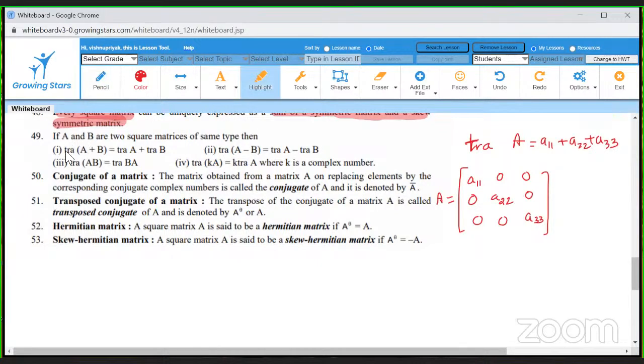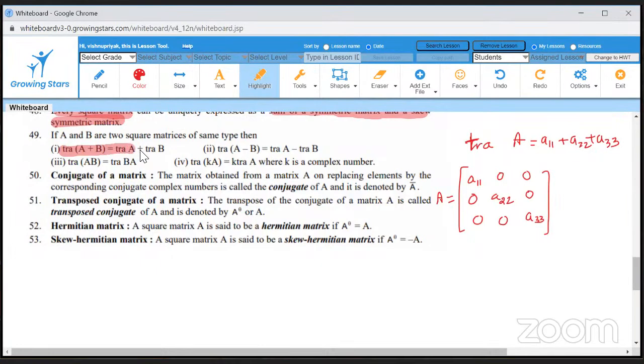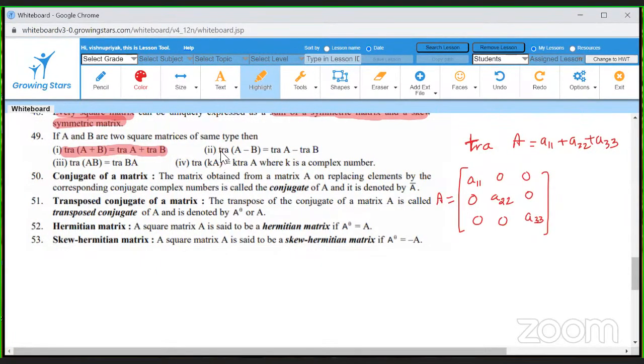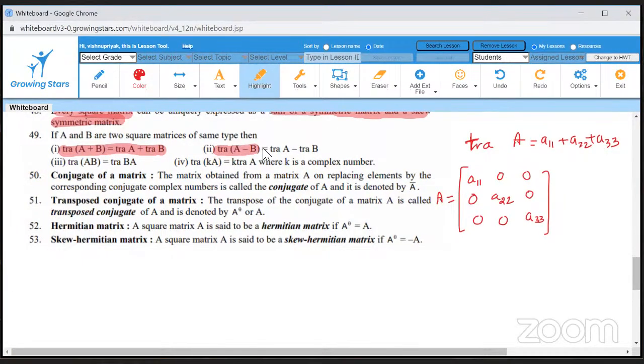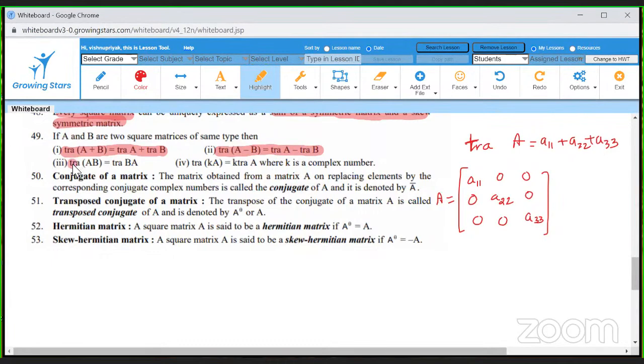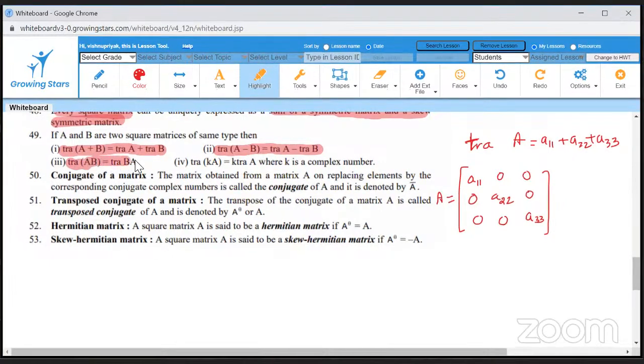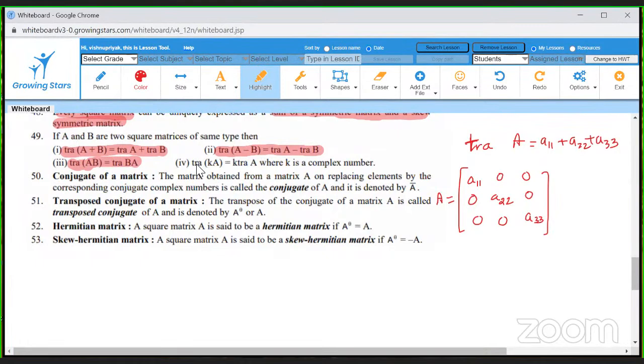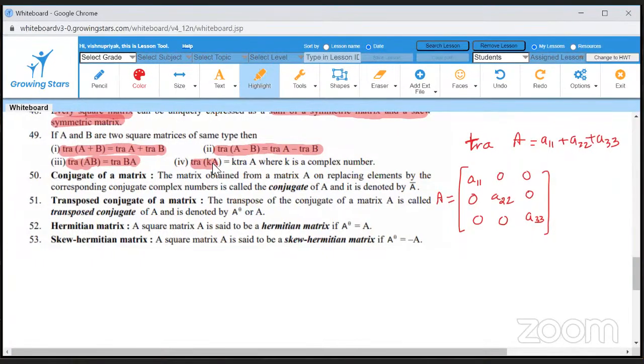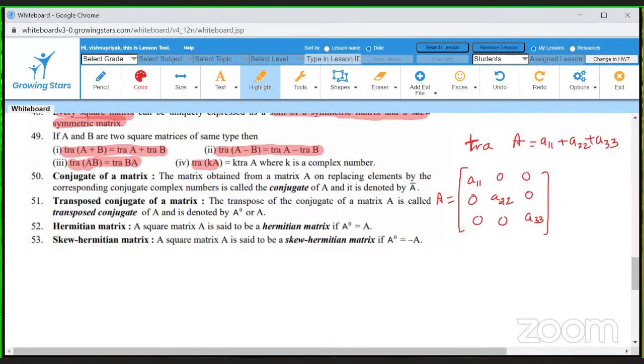So trace of A plus B is same as trace of A plus trace of B. Trace of A minus B is trace of A minus trace of B. Trace of AB is trace of BA, same. Trace of K into A is K into trace of A.